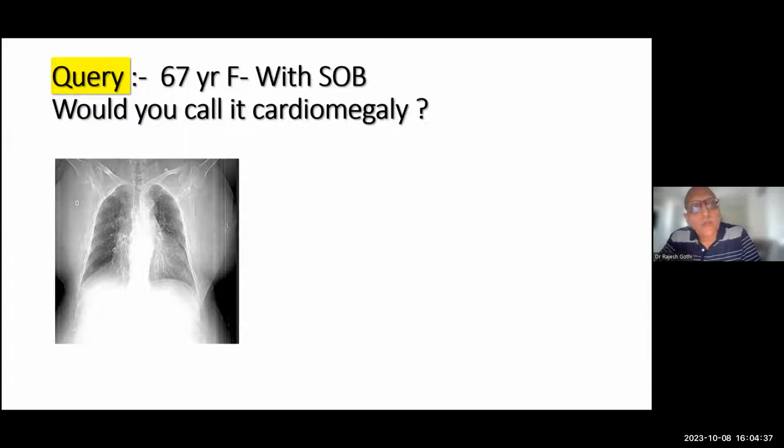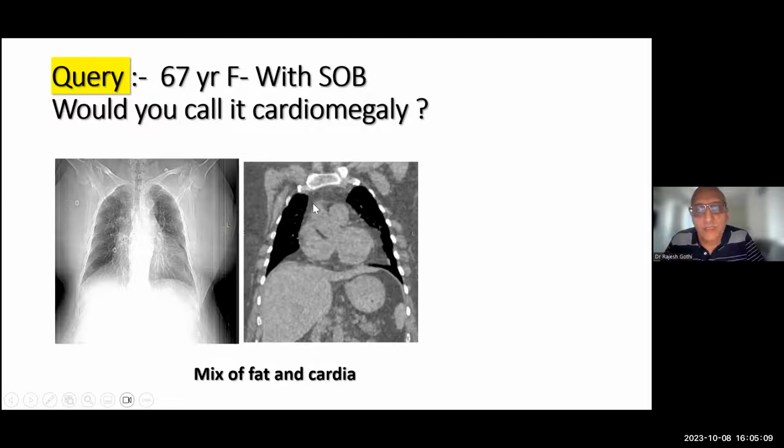So we'll start with the query first. In this particular case, there's a 67-year-old female with shortness of breath. My question to you is, would you call it cardiomegaly from this X-ray? If we take the measurements, maybe you will say that the cardiothoracic ratio is increased. But actually, X-rays are very deceptive, because this X-ray shows a mediastinum which is a mixture of fat and the cardiac shadow. And I'll show you what I mean by that. This is the cardiac shadow, and the rest of it is all fat.